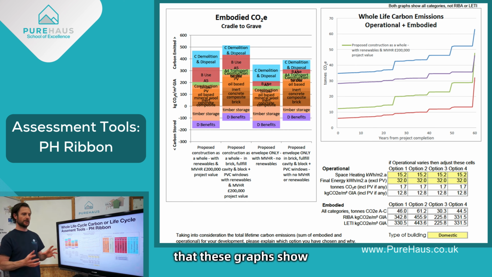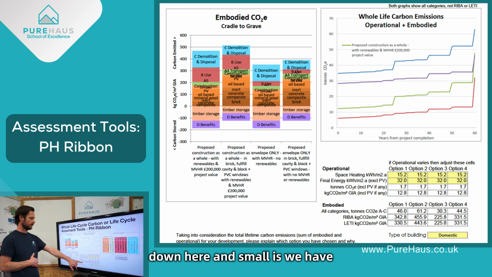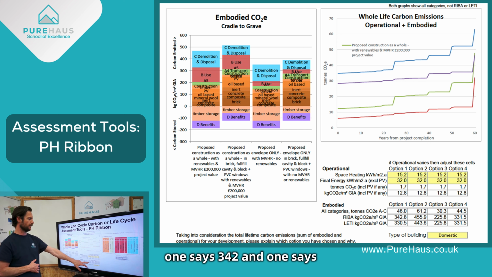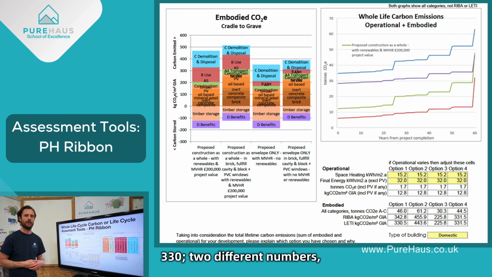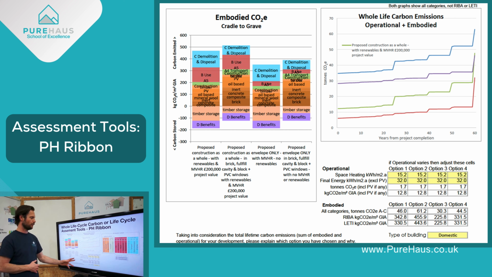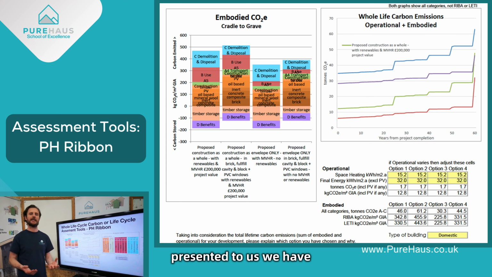One of the things that these graphs show, quite interestingly, down here in small, is we have the RIBA and the LETI assessment. Now, both of these calculations, one says 342 and one says 330. Two different numbers, both providing us with a whole life cycle carbon assessment. But why are they different? So we have two different organizations, and their method of determining what the whole life carbon is different. So they end up with two different equations. The reason I'm showing you this is because when information is presented to us, we have to be prepared to question what that data means.